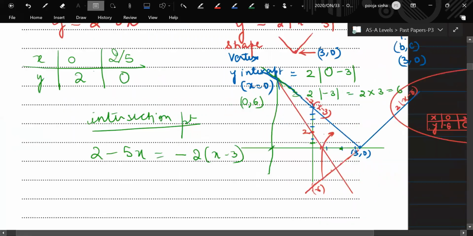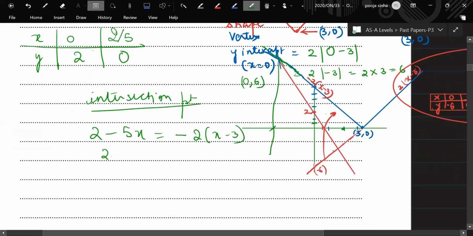Now tell me, what will its value be? Minus 2x plus 6. This is minus 4 upon 3. So x is equal to minus 4 upon 3. This value is minus 4 upon 3. And that will be your final answer.